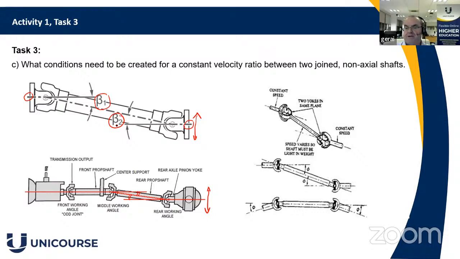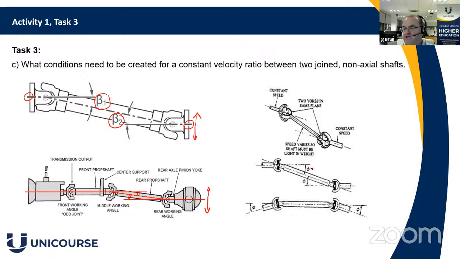And you'll see that. Please watch that video. It'll explain it, and it will give you the answer as to how to overcome the problem of variable speed outputs from universal couplings in power transmission systems. So I'll put a few more images there.